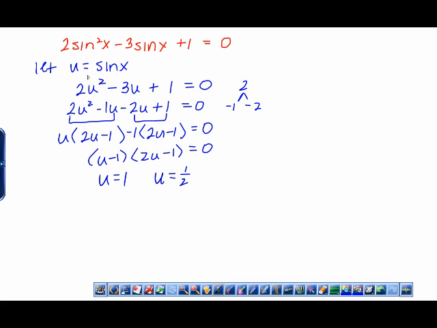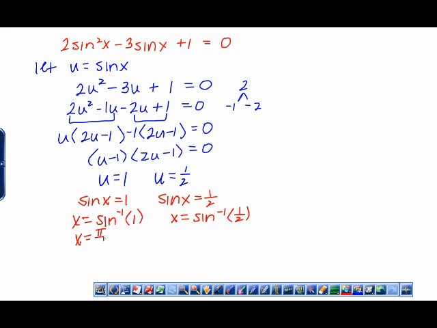Okay, so now let's go back through and let's substitute back in what u is equal to. U is equal to sine x. So now I have sine x is equal to 1 and sine x is equal to 1/2. So that means that x is equal to arc sine of 1. Okay, and x would be equal to arc sine of 1/2. Okay, so where is sine 1? Okay, 90 degrees, which would be pi over 2. So I could say pi over 2 plus 2 pi n.